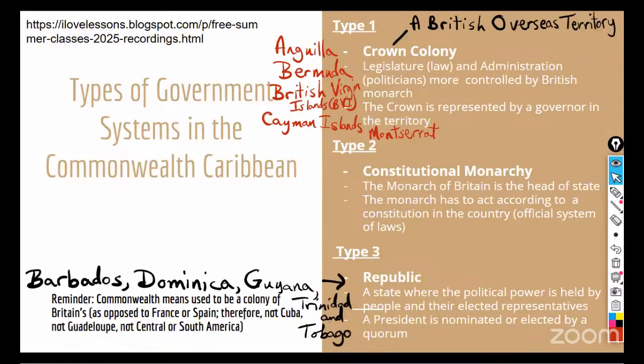Okay, so for somewhere to be a crown colony or British overseas territory, it must not be independent. I'm just pausing a little bit, letting people write down everything. And if you think I left any out, you could tell me. Oh, I think I left out one. I think I left out Turks and Caicos.